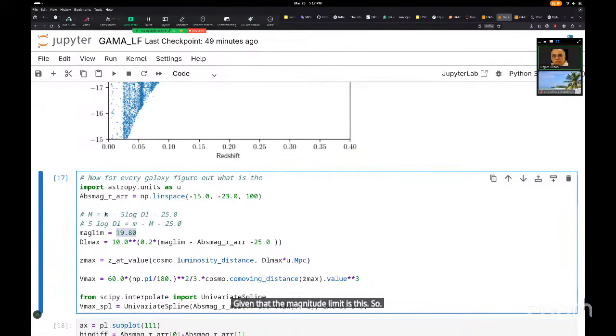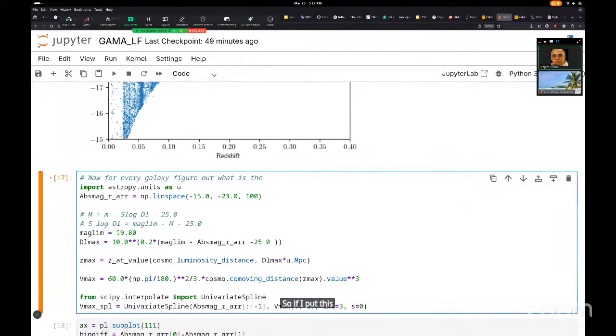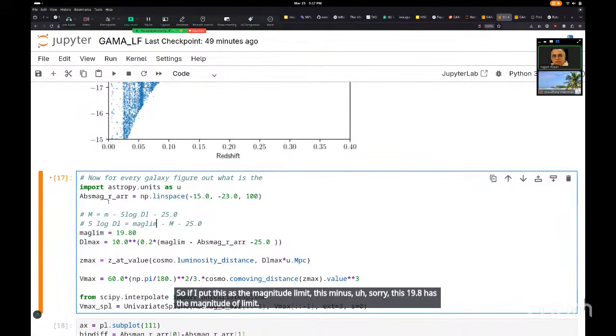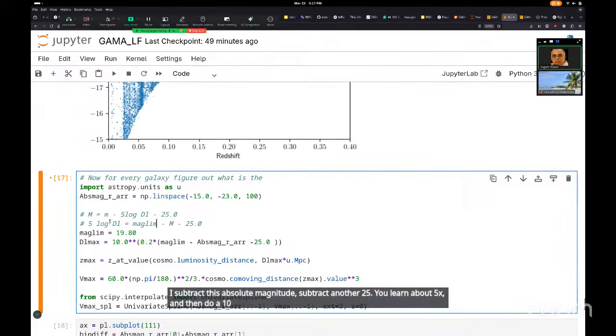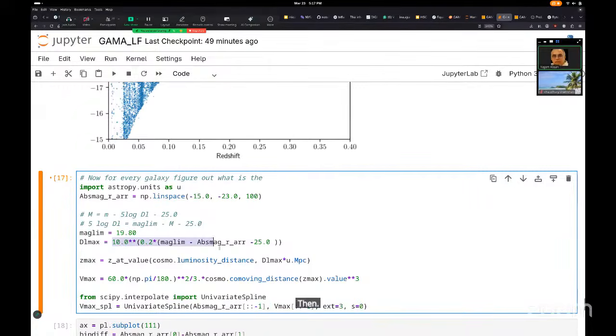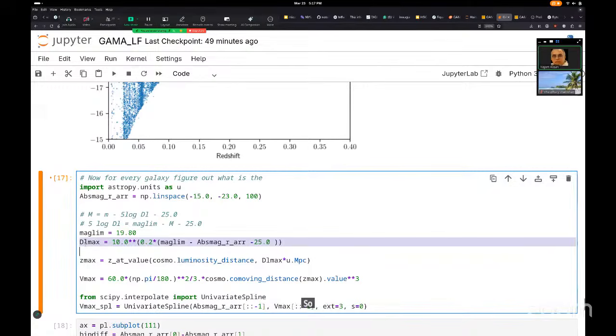So capital M is small m minus 5 log of dL minus 25. So 5 log of dL will be small m minus capital M minus 25. So I put 19.8 as the magnitude limit, subtract the absolute magnitude, subtract another 25, divide by 5, and then do a 10 raised to that number. Then I should get the maximum luminosity distance out to which I can see a galaxy of a particular absolute magnitude. So that is the DL max that I'm trying to get.